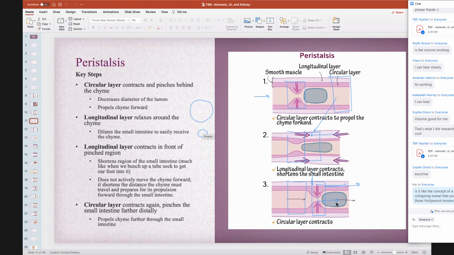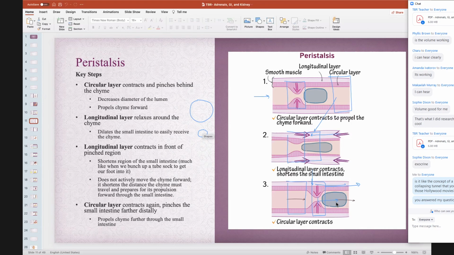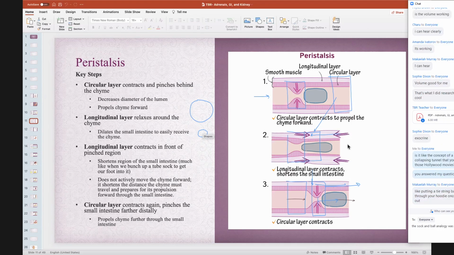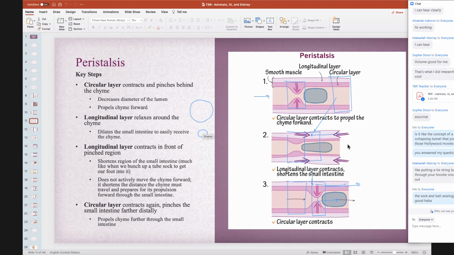So is it like the concept of a collapsing tunnel that you see in those Hollywood movies? I don't think I have ever seen a Hollywood movie with a collapsing tunnel. It is like putting a string back through your hoodie once it comes out. Exactly, yes. The ball and sock analogy. I mean, it's kind of weird to put a ball in a sock, but yeah, that works. That's how I remember it. I don't know why I've put a tennis ball in a sock, but I have.